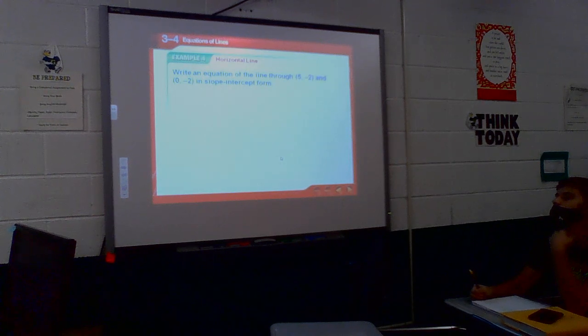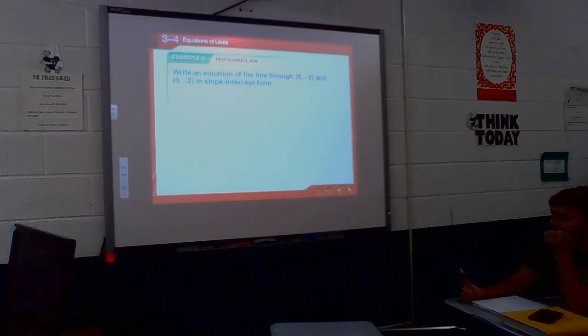Now, why am I emphasizing this one right here? If I look at my 2 points, what do I notice about both of my points? They have the same y. If they have the same y, what's that tell you? It's a horizontal line. So if it's a horizontal line, what would my line be? X or y for my variable? Y. And what's my y? -2. So my answer should be just y equals -2.